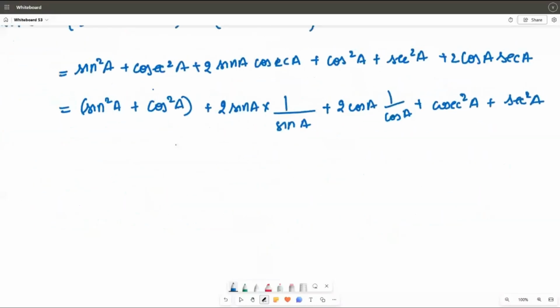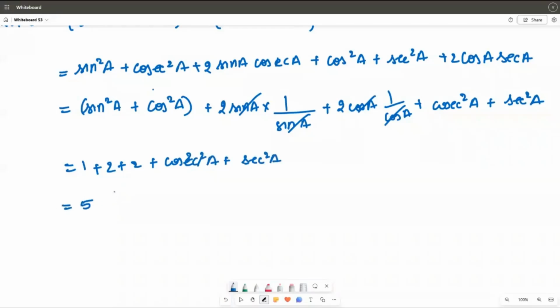We know that sin square A plus cos square A is equal to 1. The sin gets cancelled, cos and cos get cancelled. So 1 plus 2 plus 2 plus cosecant square A plus secant square A. So this would be 5.